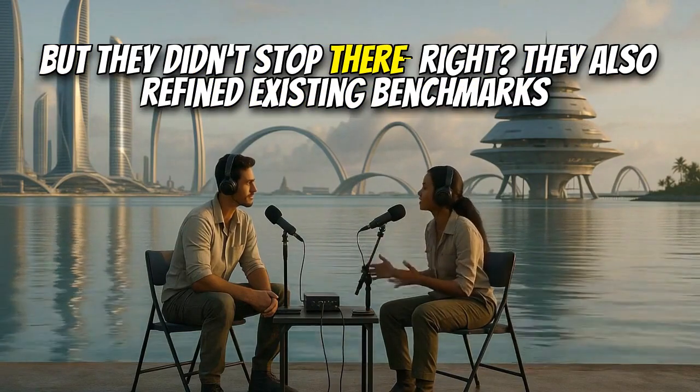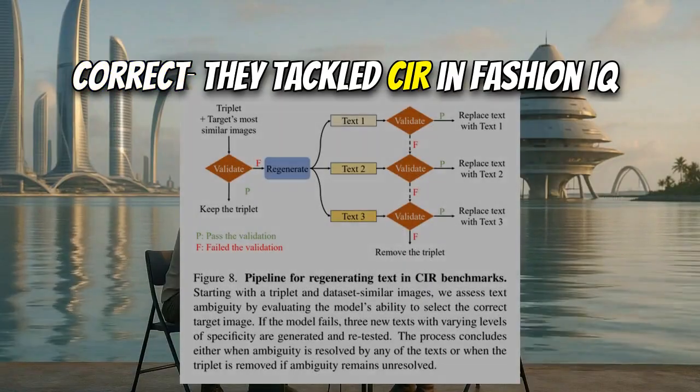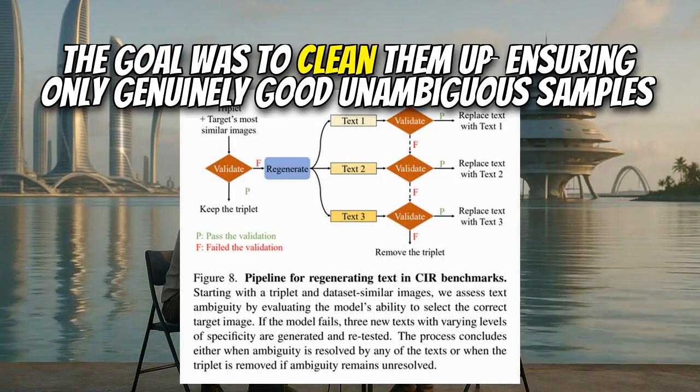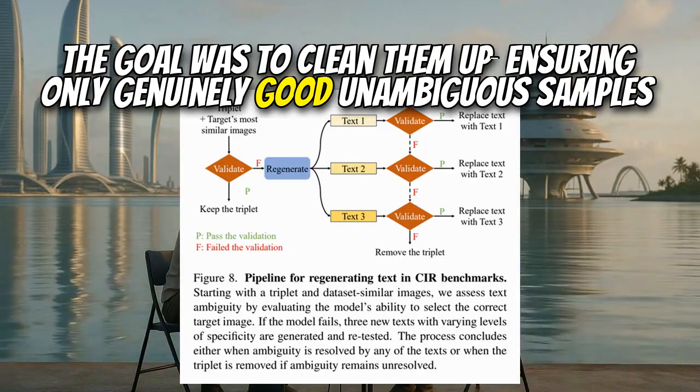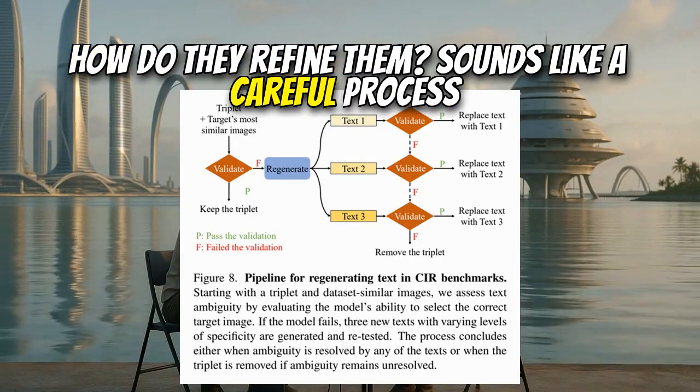But they didn't stop there, right? They also refined existing benchmarks. Correct. They tackled CIRR and Fashion IQ. The goal was to clean them up, ensuring only genuinely good, unambiguous samples remained for evaluation. How did they refine them? Sounds like a careful process.